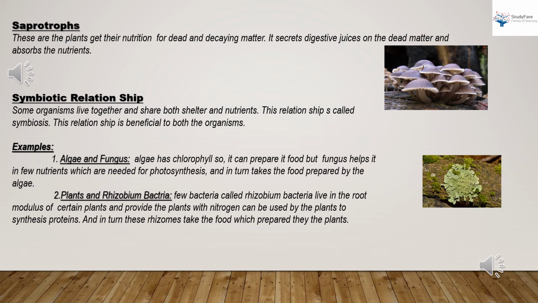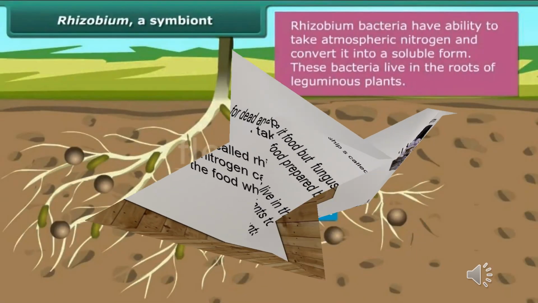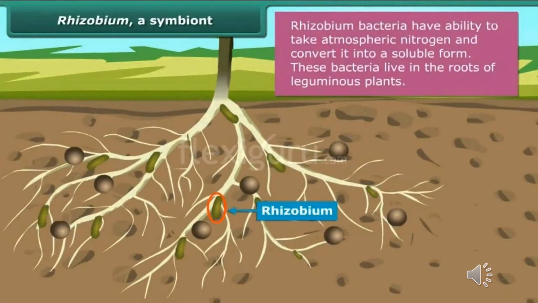Here in these two examples, both the organisms benefit. So a symbiotic relationship is the relationship where both the organisms which live together get benefited. This is a picture of rhizobium bacteria which are living in the root nodules of plants.